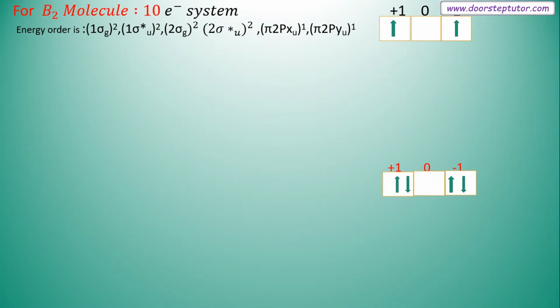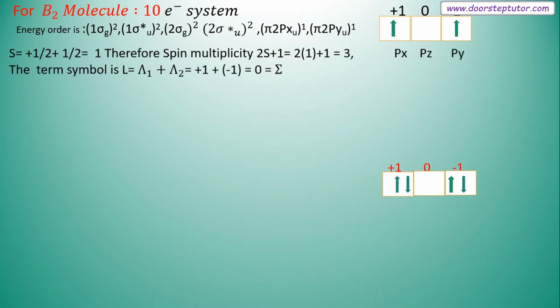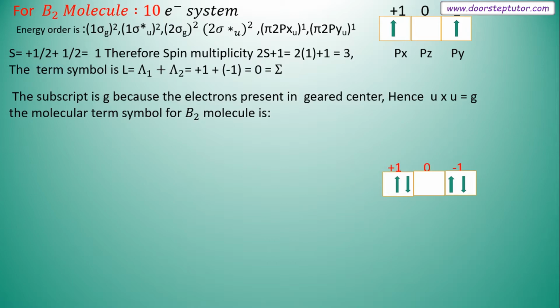For the B2 molecule, it is a 10 electron system. The energy order is sigma 1s G2, sigma star 1s U2, sigma 2s G2, sigma star 2s U2, pi 2px U1 and pi 2py U1. Please focus, student: you will consider only this outer electronic configuration.